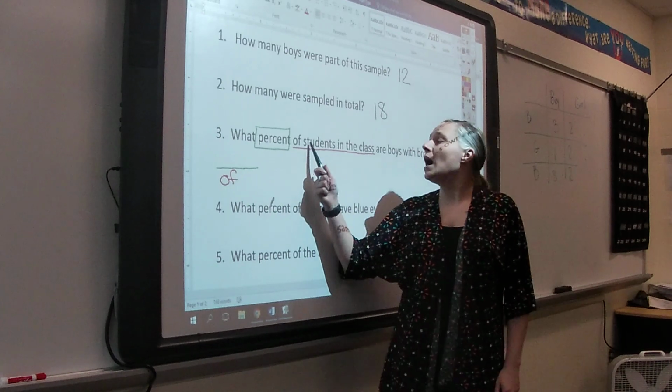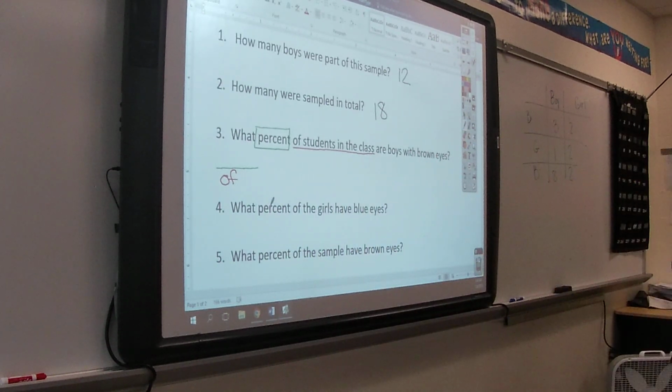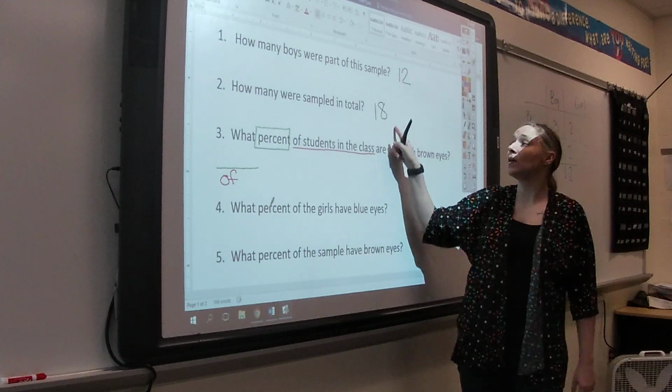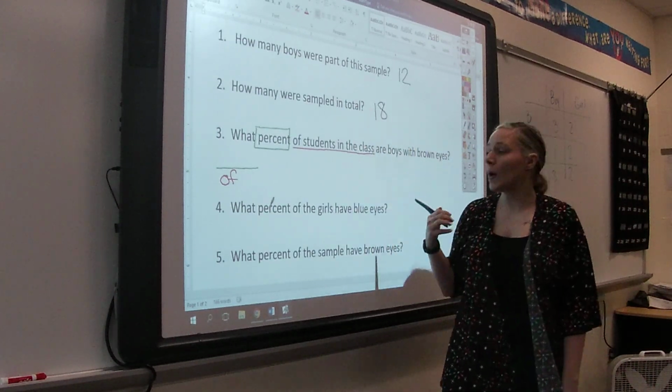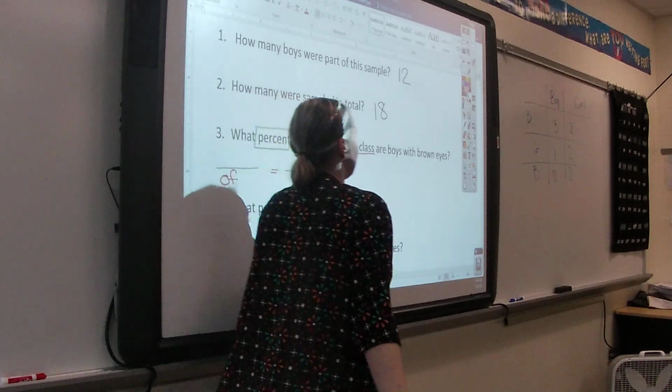Okay, so what percent of students in the class? So how many students were in this class? 18, because we already calculated the total. So on the bottom of our fraction, we're going to put 18.